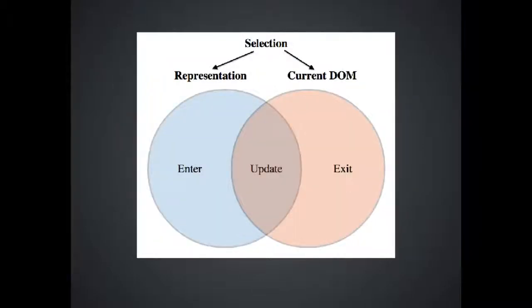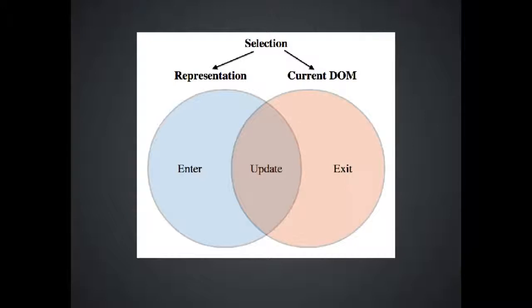So to make the picture complete, selections have 2 portions. With data joins, we have a way to richly describe what they represent. And with querying the DOM, we have a way to get exactly what currently exists in the DOM, right? And now we can overlap these 2, and this yields 3 sub-selections, what they're called in D3, named enter, update, and exit. The circle on the left represents the representation, basically the data join we just did. So in that case, we have 6 rects, which correspond to those numbers in that array. They don't exist in the DOM, but that's them.